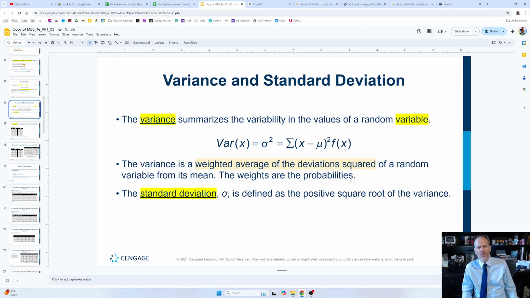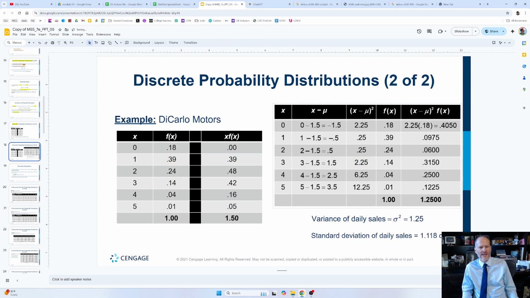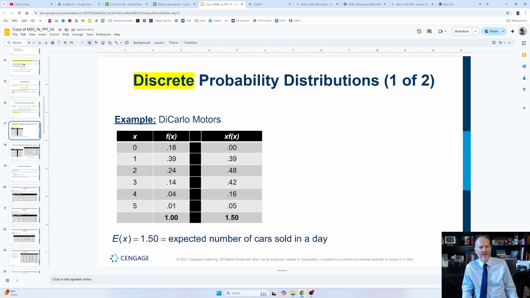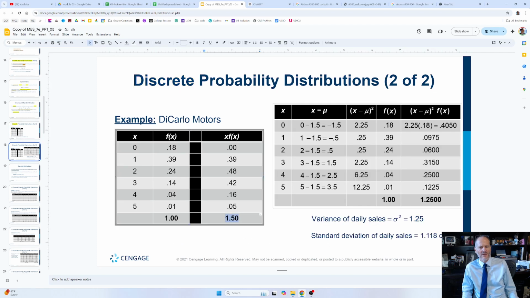The variance is the weighted average of the deviations, so the deviation of this point minus the mean, squared, of a random variable from its mean. The weights are the probabilities. So this is how you calculate it. This is what we were looking at before, right? Here's how we calculated the mean right here. There's the mean right there.